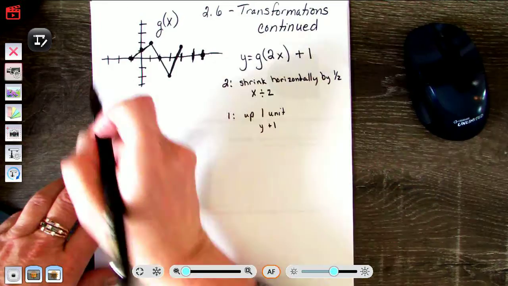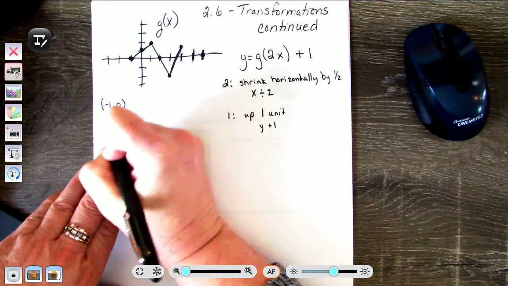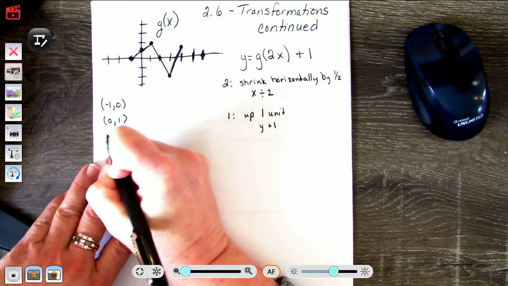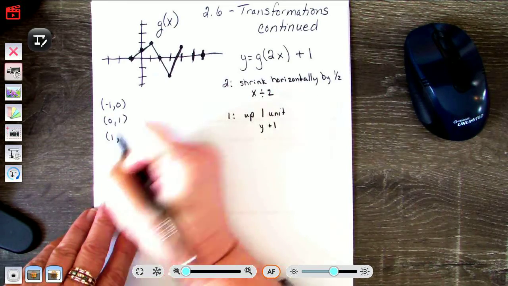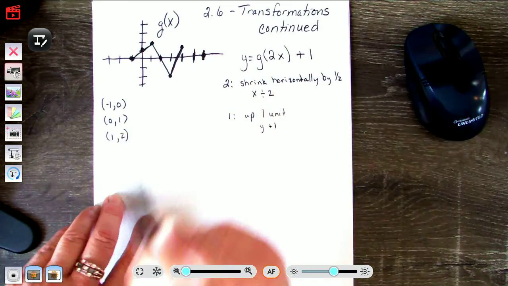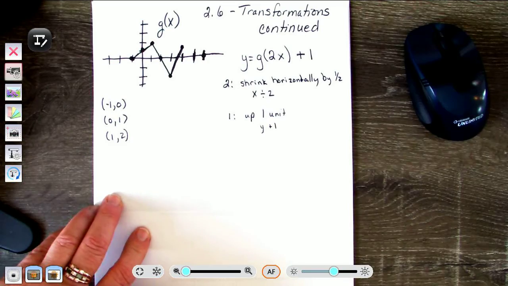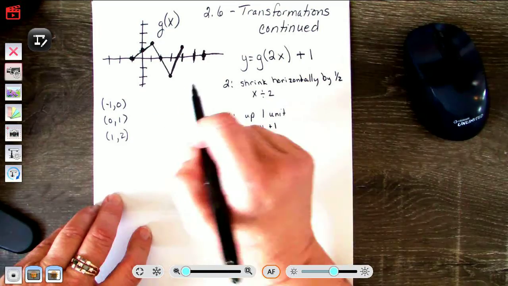Okay. And I'm going to list my original points. I do find that for whatever reason, that tends to help. And this is 1, 2. Granted, you really wouldn't have to do all of the points in there. I tend to do as many as I can to make sure my graph looks right.